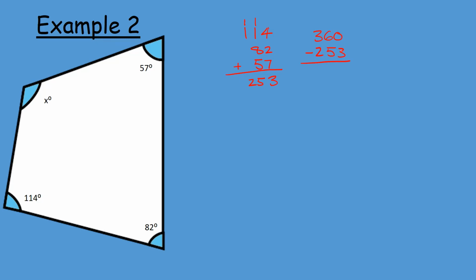And we're going to take 253 away. Okay, so 0 take away 3 I can't do. I'm going to borrow 1 from there. So I've got 10 take away 3 is 7. 5 take away 5 is 0. And then 3 take away 2 is 1. So our angle X is equal to 107 degrees. So let's look at our next example.